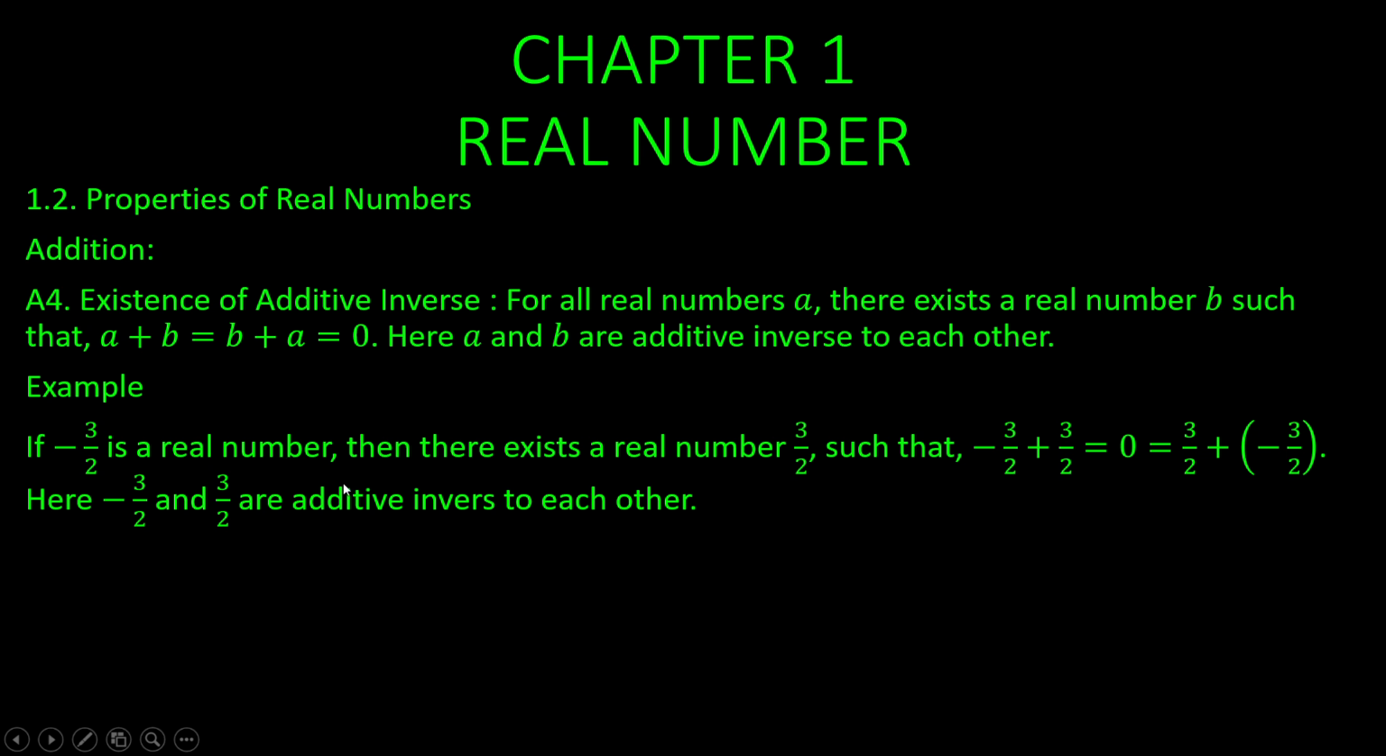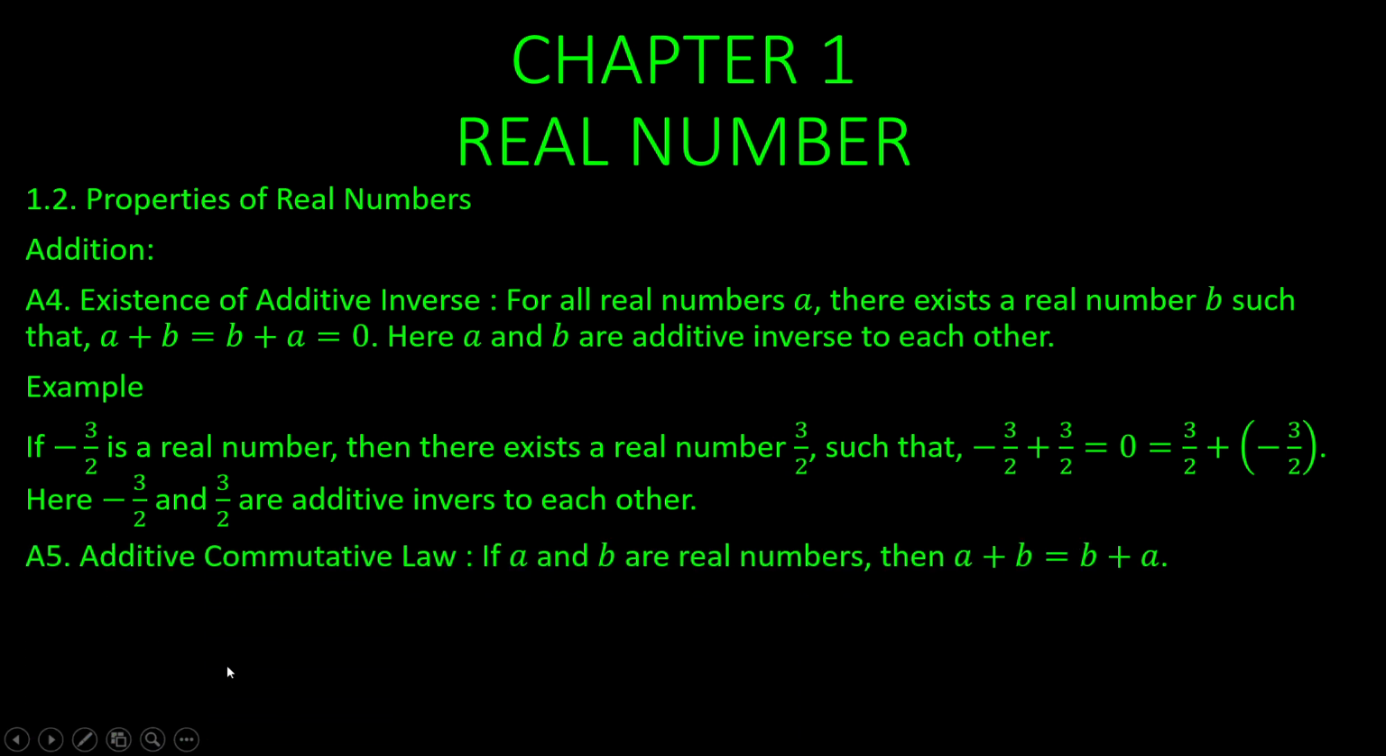For example, if we consider minus 3/2 is a real number, then there exists a real number 3/2. Now adding these two numbers, we'll find 0. Similarly, adding 3/2 with minus 3/2, we get 0. So we can say that minus 3/2 and 3/2 are additive inverses to each other.